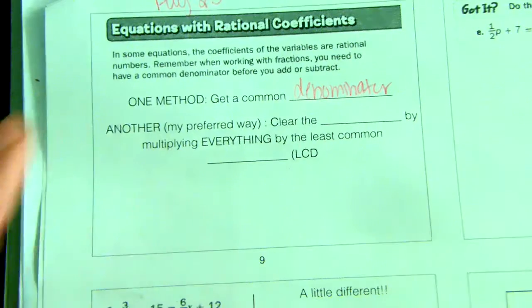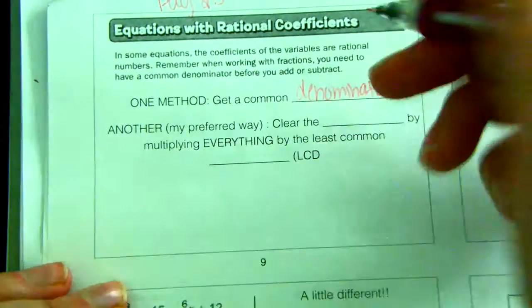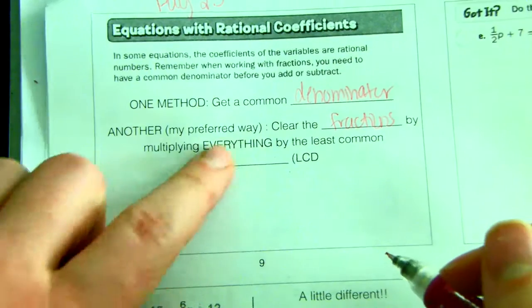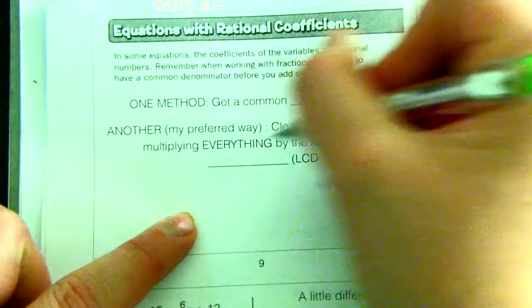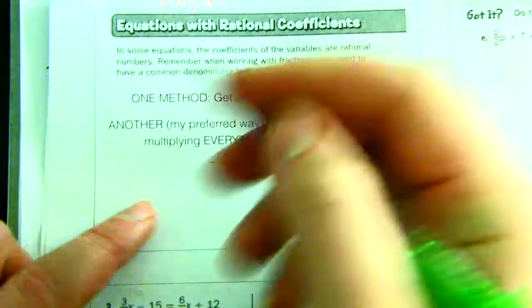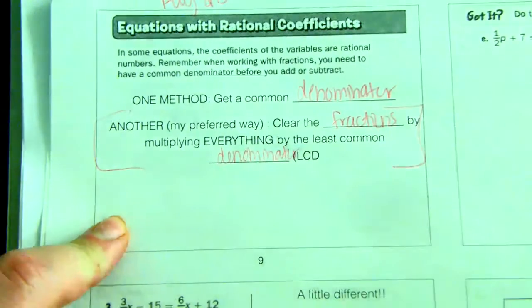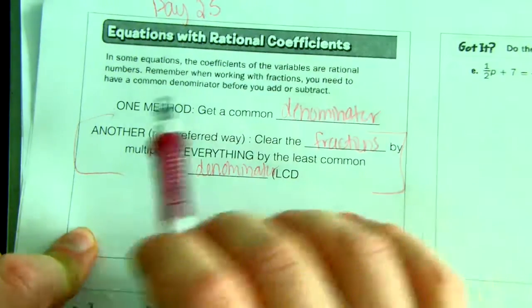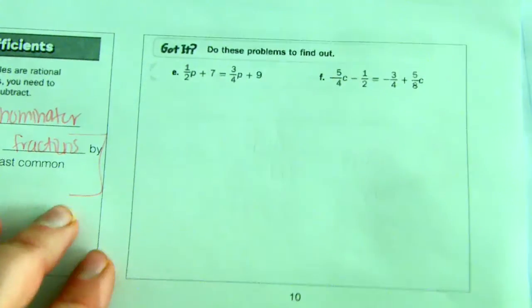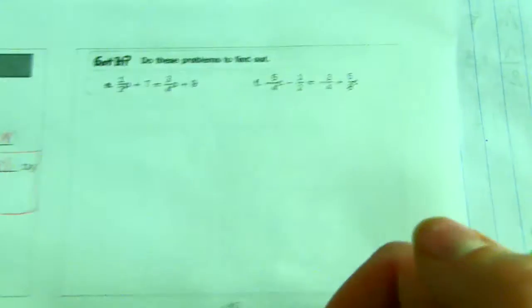Another method, or I think it's kind of a tricky, easier way, is to clear the fractions by multiplying everything by the least common denominator. Now you might forget this one. A lot of kids will, this is really cool, and then they forget how to do it, so they revert back to this, but at least you see a little bit why. So what we do is we make each equation bigger by multiplying by a factor.